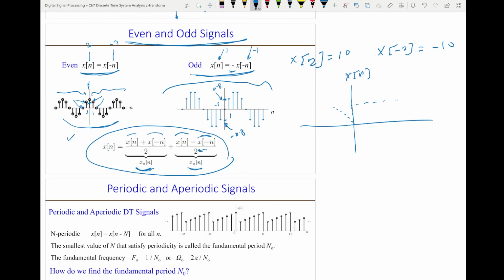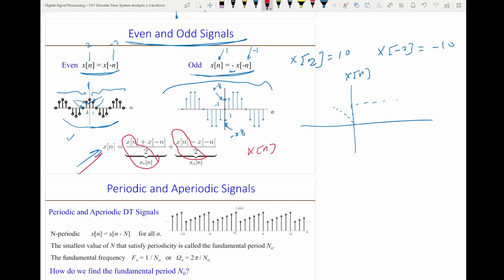Now, if I add this even signal and odd signal, I will get exactly the original signal. And you can see it mathematically as follows. x of n divided by 2 plus x of n divided by 2, you get x of n, which is this. Now, x of minus n divided by 2, and subtract from it the same thing, x of minus n divided by 2, you get 0. So this is exactly the same as x of n.